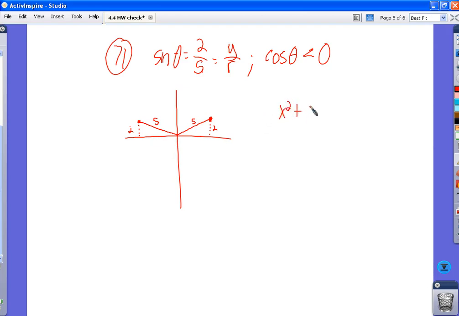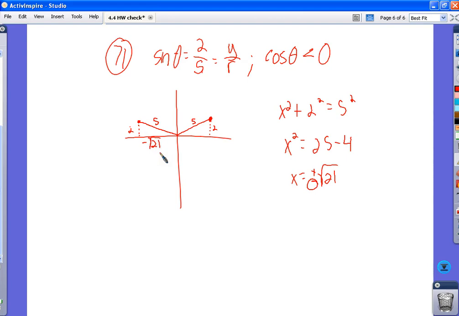X squared plus 2 squared equals 5 squared. X squared equals 25 minus 4. X equals plus or minus the square root of 21. Is it going to be plus or is it going to be minus? It's minus because x needs to be negative. Negative square root of 21.